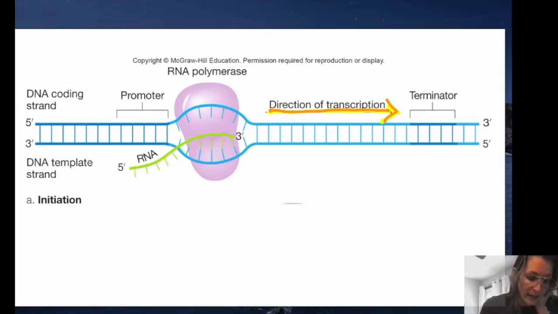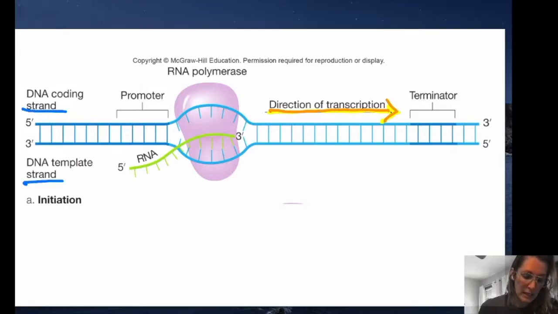So it says over here on the left, it already gives you these answers. But stop and think for a second when you're looking at this image. If you didn't have that information over on the left, how would you be able to figure out which is the template strand and which is the coding strand? How would you know?